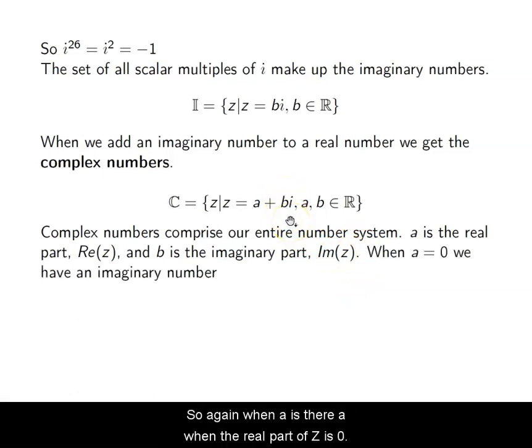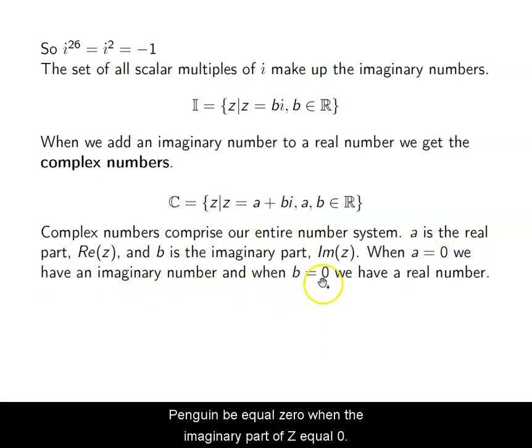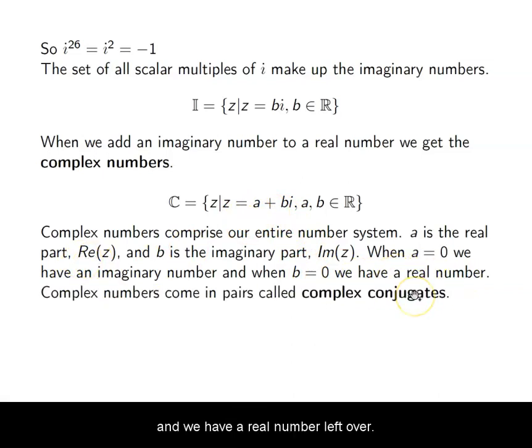Okay, so again, when a is 0, when the real part of z is 0, we're left with an imaginary number. And when b equals 0, when the imaginary part of z equals 0, all we have left is this value a, the real part, and we have a real number left over.